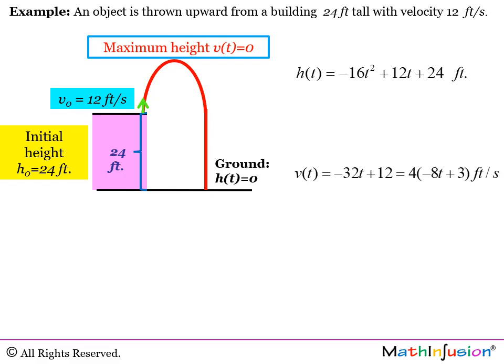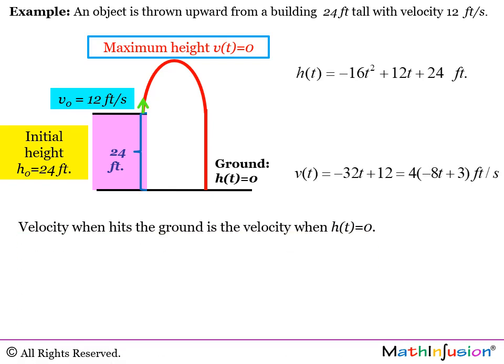Now we would like to find the velocity when the object hits the ground. It is the velocity when the height is 0. So first we have to figure out for what t, h of t is 0. We need to find the zero of h of t. First I will distribute negative 4 because I will need to use the quadratic equation here.